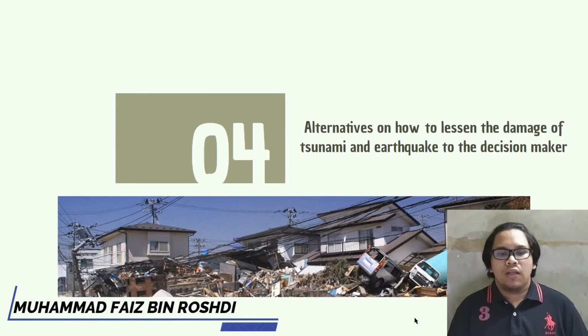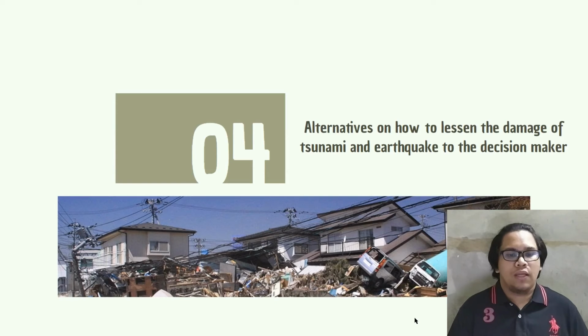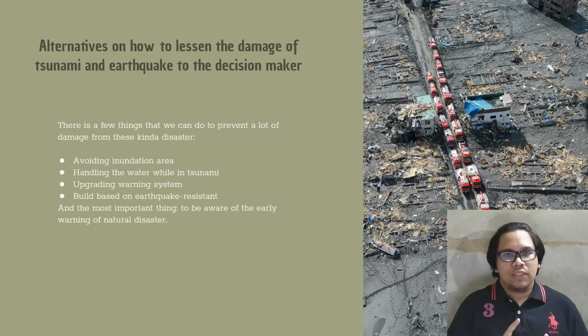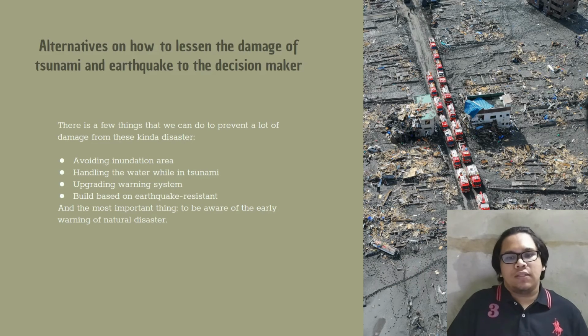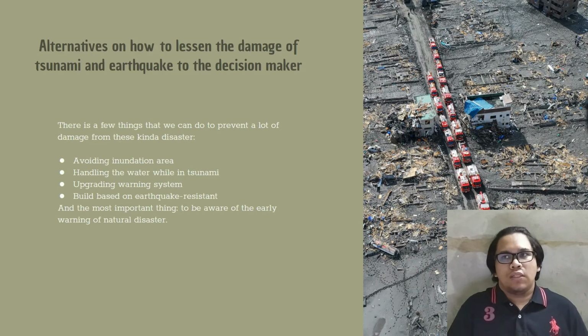Okay, Assalamualaikum. I'd like to talk about alternatives on how to lessen the damage of earthquake and tsunami in the hands of decision makers. First, avoiding inundation areas. Inundation areas for tsunami are such as a beach and a low spot, a low ground. For government and official buildings, it is recommended to build in a high spot or high ground so they can avoid the tsunami affected area.